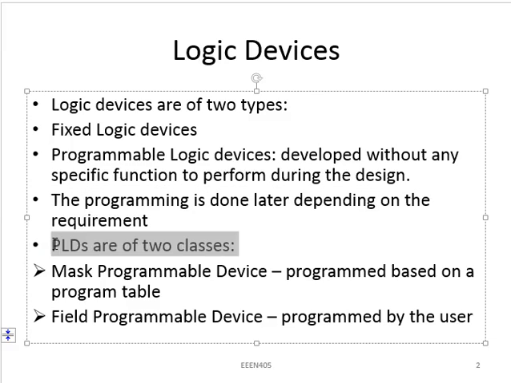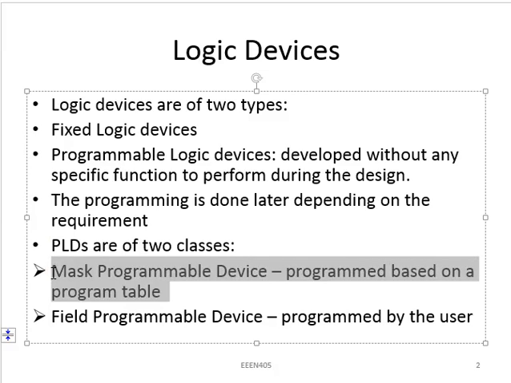And these programmable logic devices are also of two classes, with respect to whether you, the user, are the one that will program it according to your wish, or it should be programmed by the industry according to the table or the Boolean function you give them that you want to implement. So the first one is called mask programmable device, and they are the ones that are programmed in the industries based on your table of Boolean function you want to implement. If you give it to the industry, they are the ones that will program it for you.